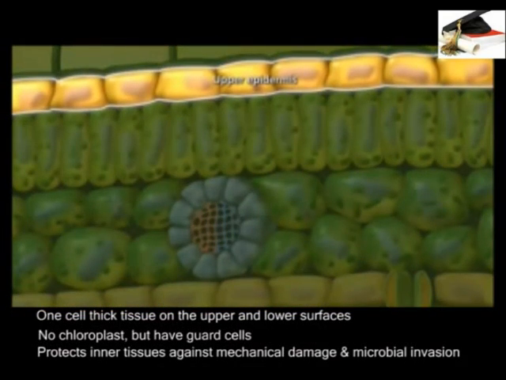Epidermis. Epidermis is a thin tissue, usually 1 cell thick, on the upper and lower surfaces of the leaf. The epidermal cells have no chloroplast except the guard cells. Chloroplasts are the organelles that contain photosynthetic material known as chlorophyll. The epidermis secretes the cuticle and also protects the inner tissues from mechanical damage and entry of disease-causing microorganisms.